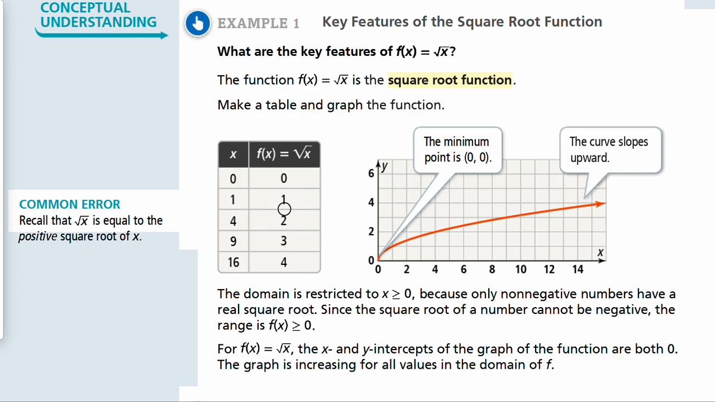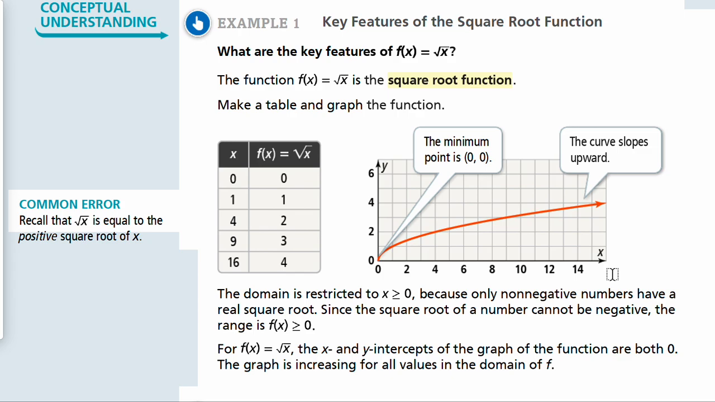And in order for your output to be a nice little whole number, your input must be a perfect square, right? So when x is 1, the square root of 1 is 1. When x is 4, the square root of 4 is 2, and so on. So the minimum point is (0, 0). The curve slopes upward slowly. An exponential function curves upward really quickly, but the square root function goes up very slowly.